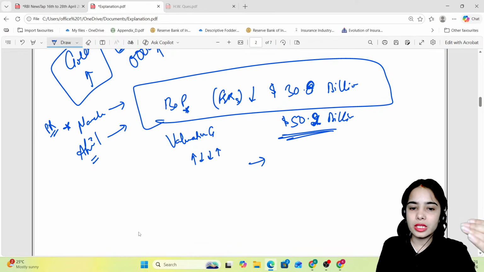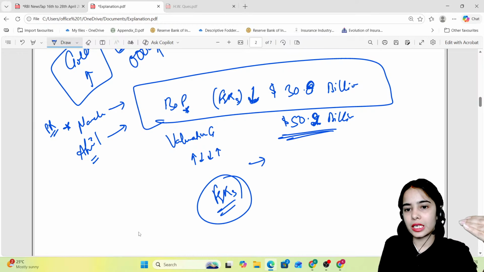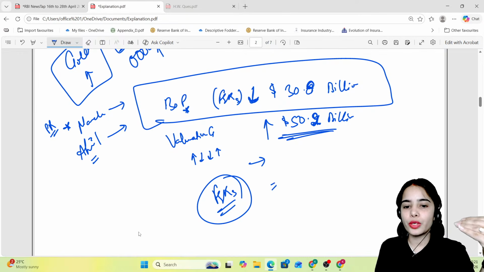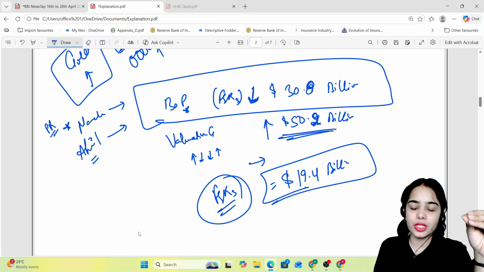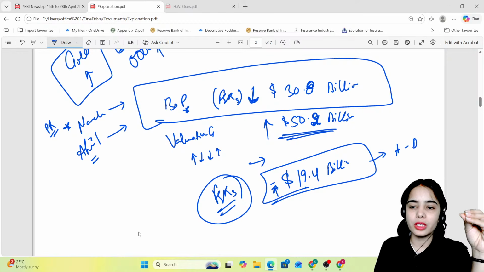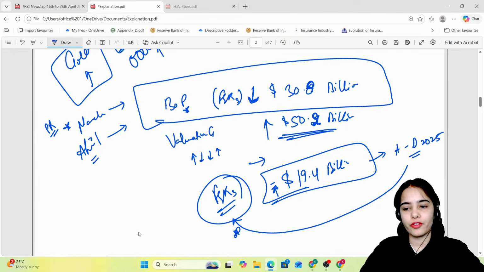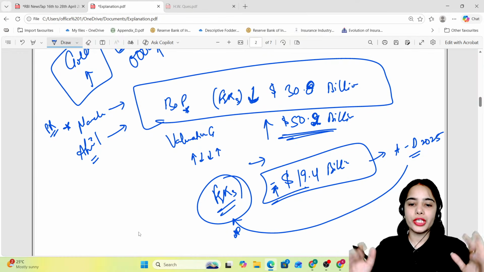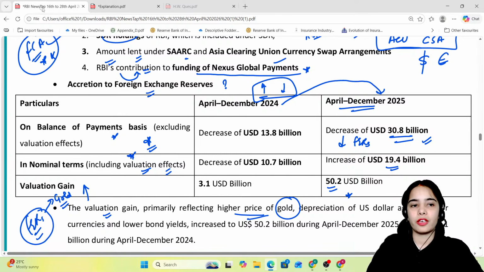Now, due to this, the foreign exchange reserves decreased by $30.8 billion, and increased by $50.2 billion. So in total, the net effect on the foreign exchange reserves is $19.4 billion. The foreign exchange reserves have improved by $19.4 billion from April to December 2025. This is the condition of the foreign exchange reserves when we include the valuation effect. Any confusion?